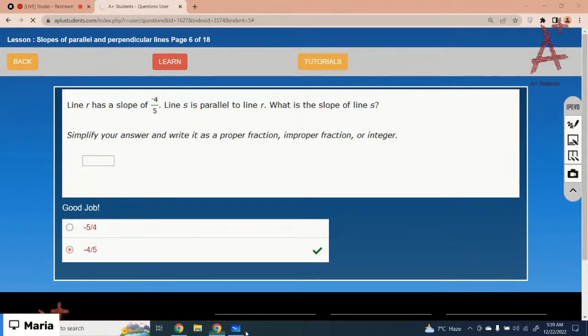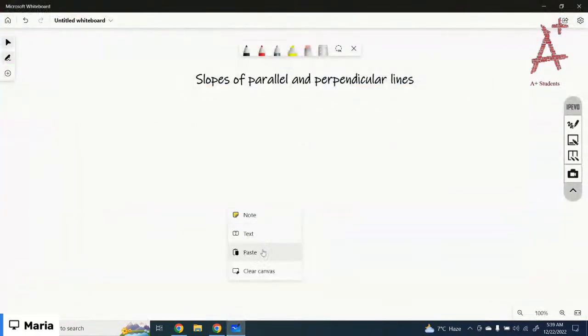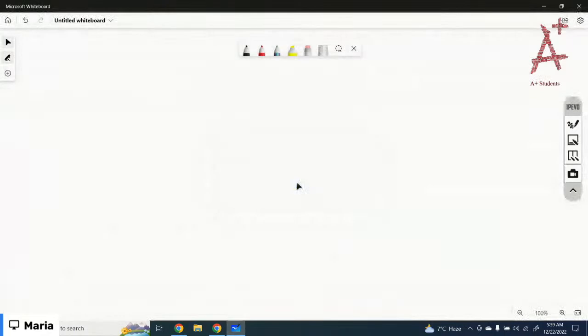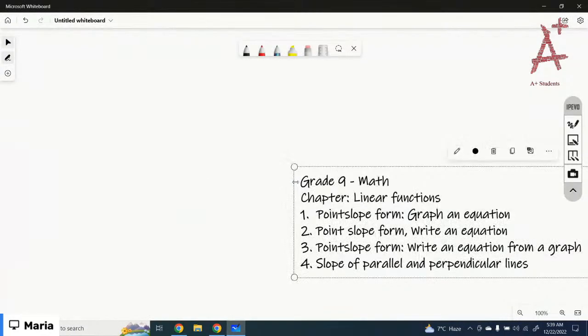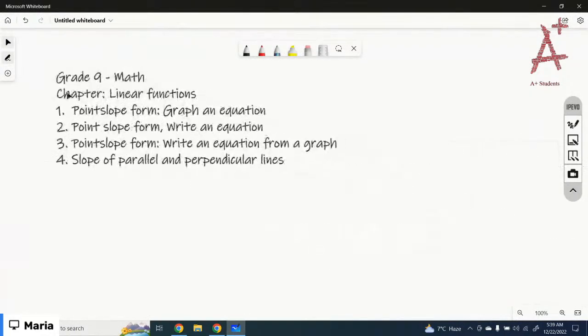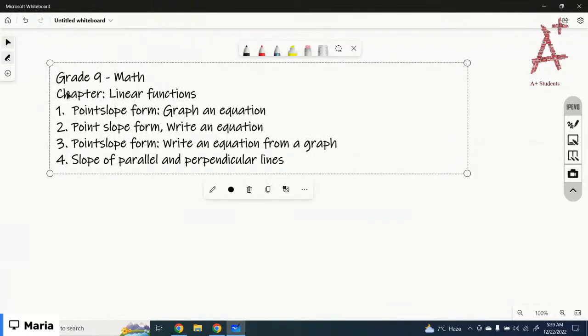Okay, you can complete the session by yourself later today. Here is a list of the lessons we have covered today. We're working on grade 9 maths. The chapter is linear functions, and the lessons we have covered are point slope form, graph and equation, point slope form, write an equation, point slope form, write an equation from a graph, and slope of parallel and perpendicular lines. If you have any question, please ask in the chat box.